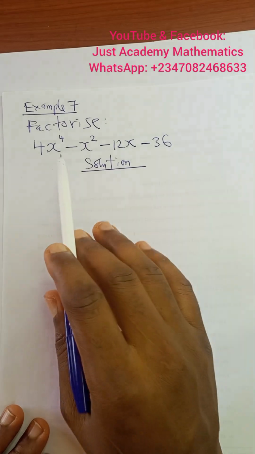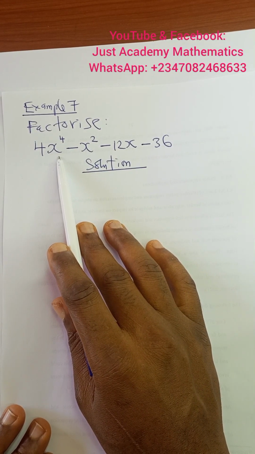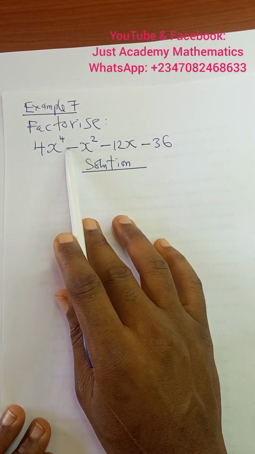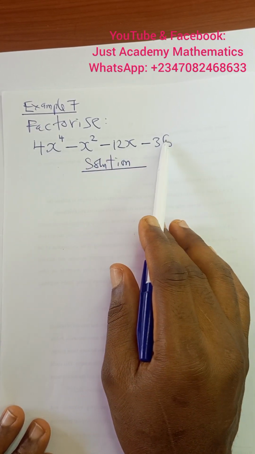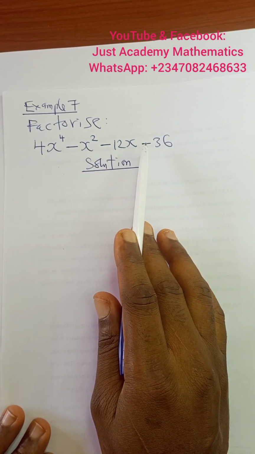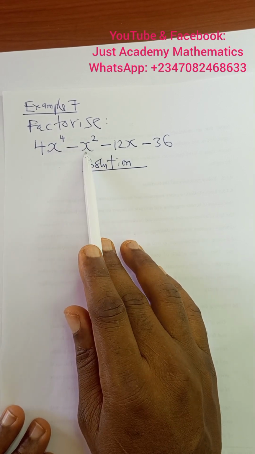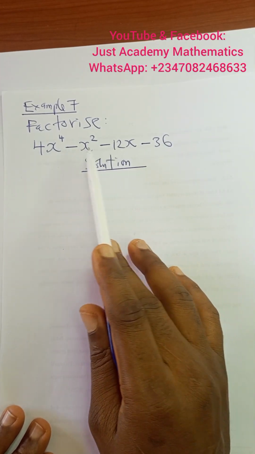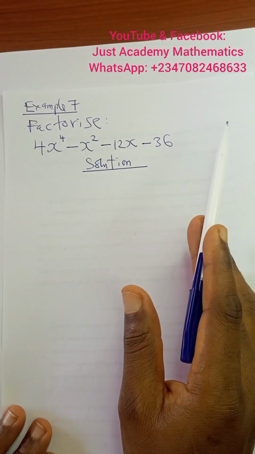So if you look at this question now, it will not be easy, if even possible, to just go ahead and factorize it directly the way you do quadratic, because this is not quadratic. So the principles of quadratic may not be applicable here. But we can do something. If you look at it very carefully, you will notice that apart from this 4x raised to the power of 4, from here down to this place is a quadratic expression. So what I'm going to do now is isolate this quadratic expression and factorize it separately.